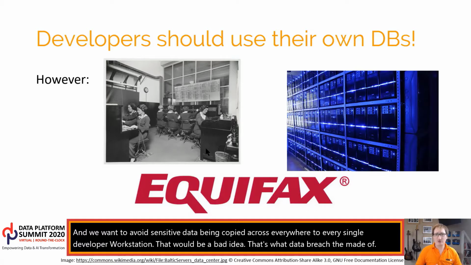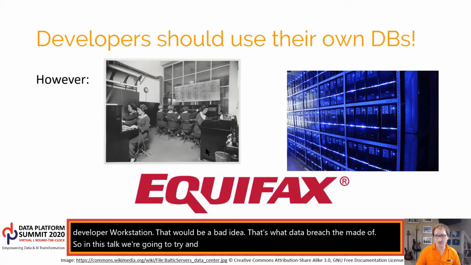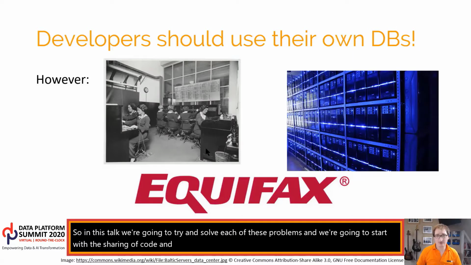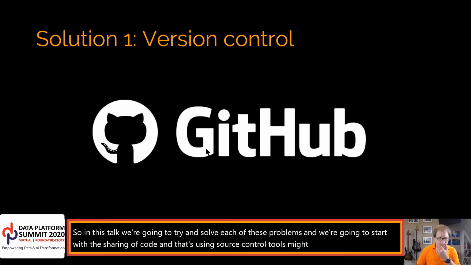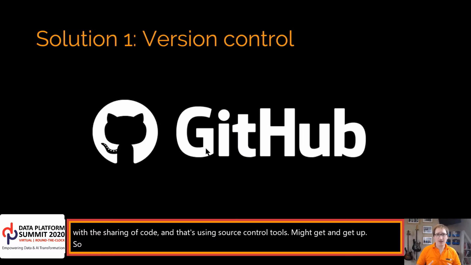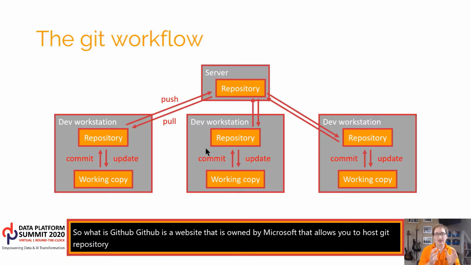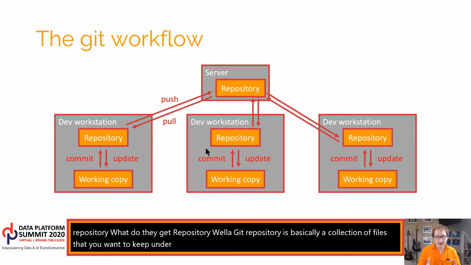So, in this talk, we're going to try and solve each of these problems, and we're going to start with the sharing of code, and that's using source control tools like Git and GitHub. So what is GitHub? GitHub is a website that is owned by Microsoft that allows you to host Git repositories. What is a Git repository? Well, a Git repository is basically a collection of files that you want to keep under source control, your code, and it keeps track of your entire history.